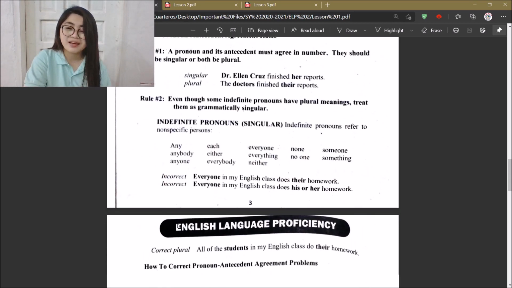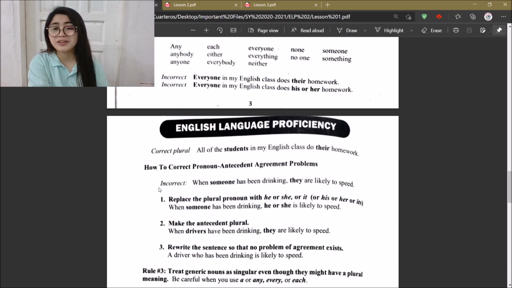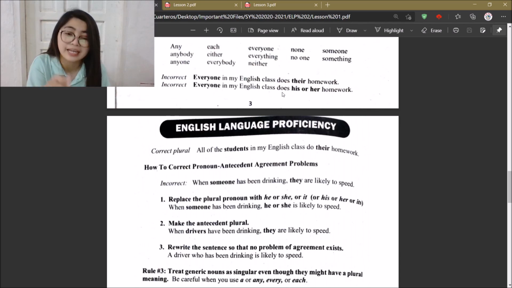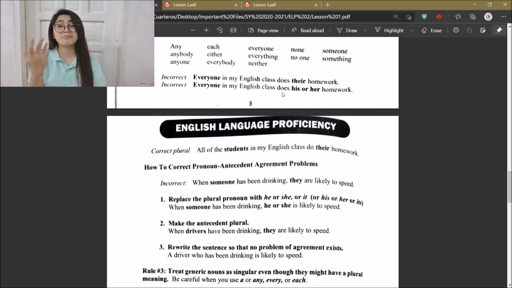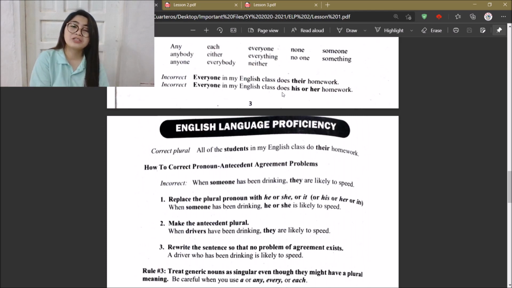Okay, so correct na siya in a sense na everyone in my class does his or her homework. It's grammatically correct na yan. Pero parang minsan pangit pakinggan yung his or her. So, we correct the plural. So, pwede nating sabihin na all of the students in my English class do their homework.